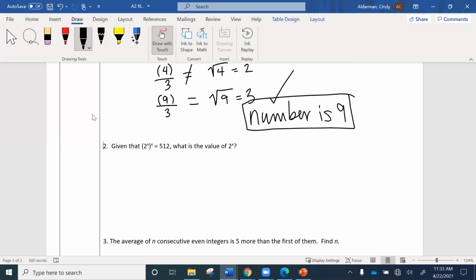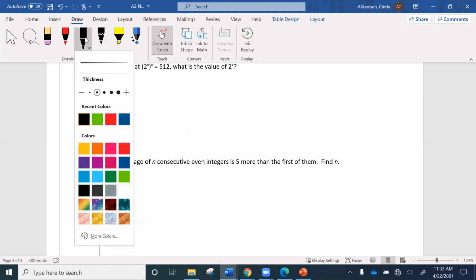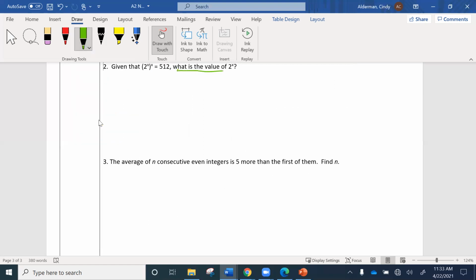All right, let's see how you did on this one. Given that 2 to the x power and then raised to the x power again, there's that second question, right? This is a two-part question. What's the value of 2 to the x? We have to figure out what x is, right?